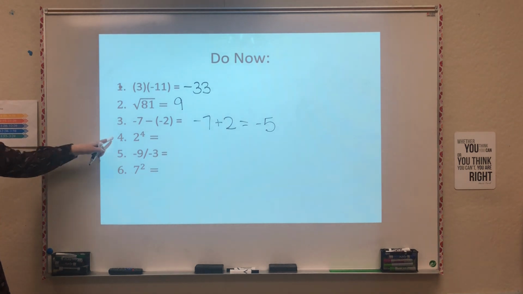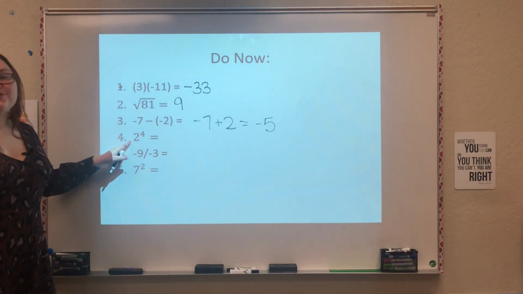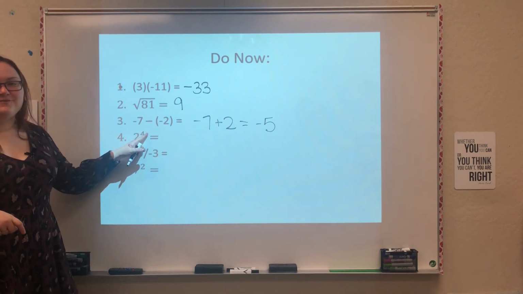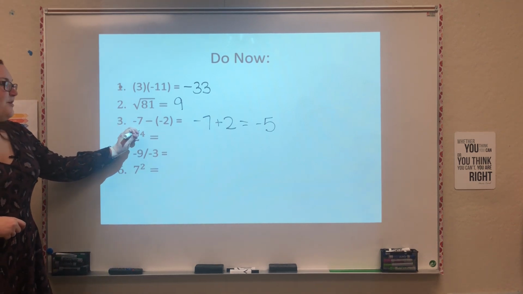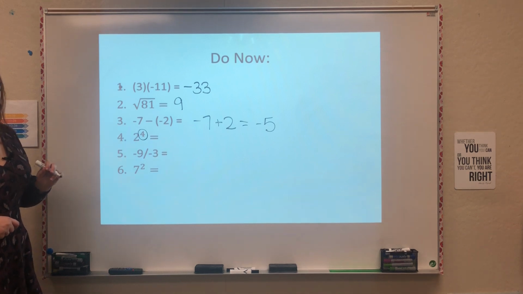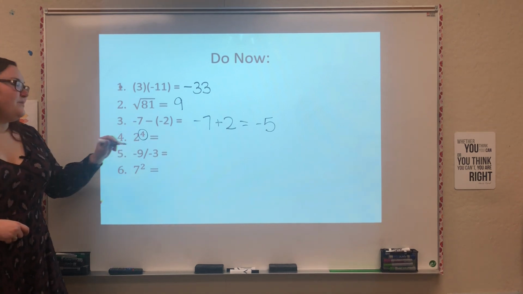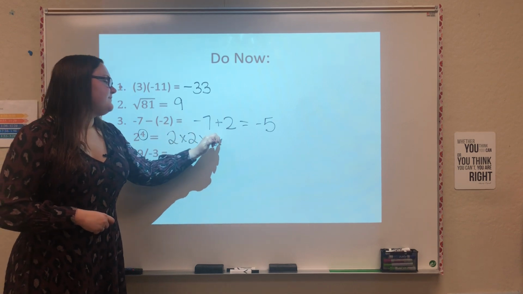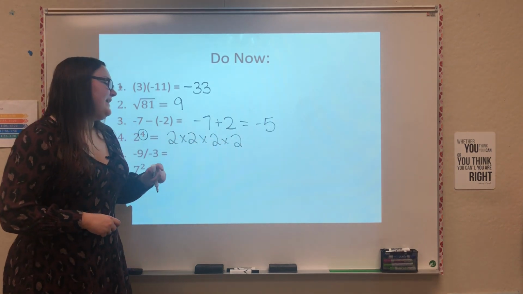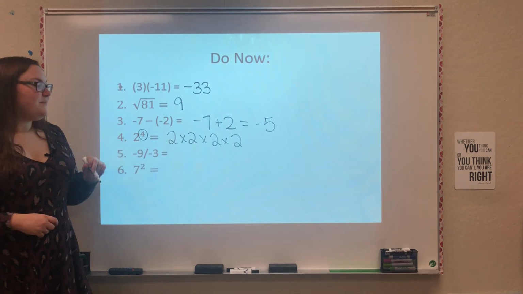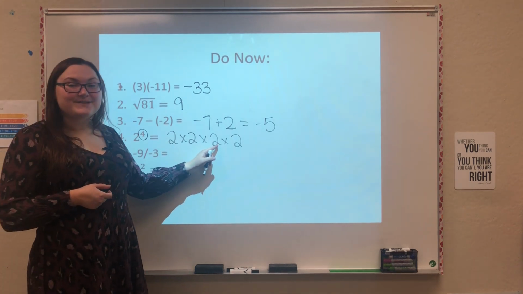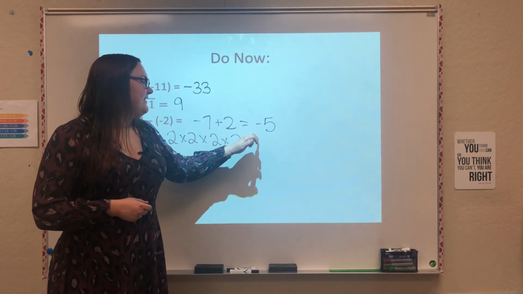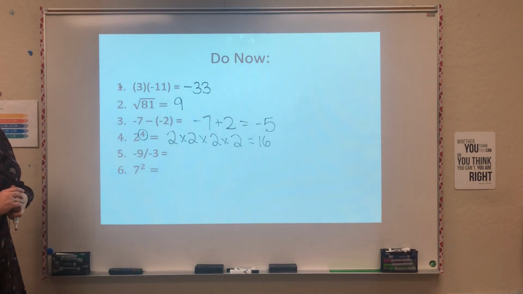This next one here, I would read as 2 to the 4th power. The biggest mistake students make is they think this is 2 times 4, but that's not what this small number here, your exponent, tells you. An exponent tells you you want to multiply 2 by itself 4 times. When I do that, 2 times 2 gives me 4. 4 times 2 gives me 8. 8 times 2 gives me our answer of 16.